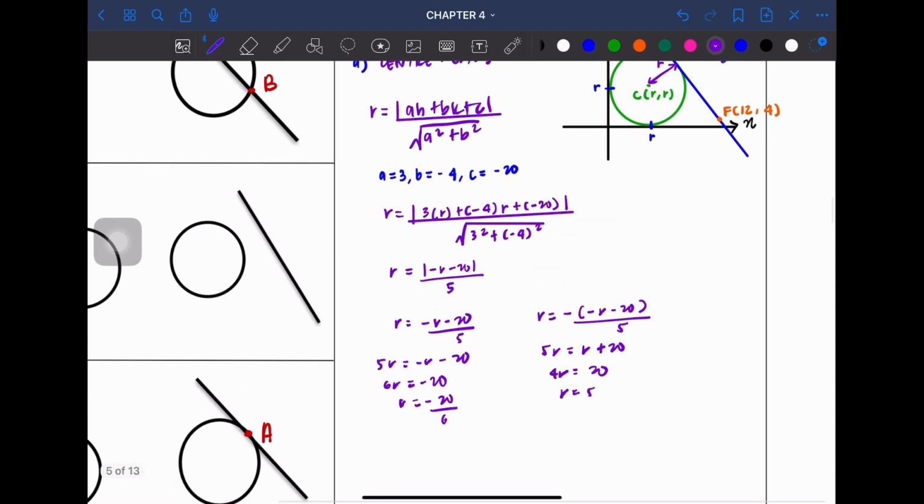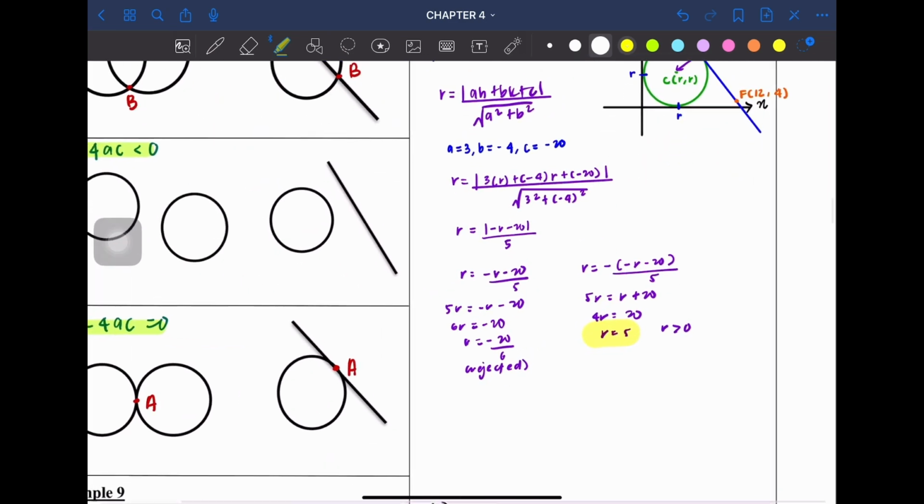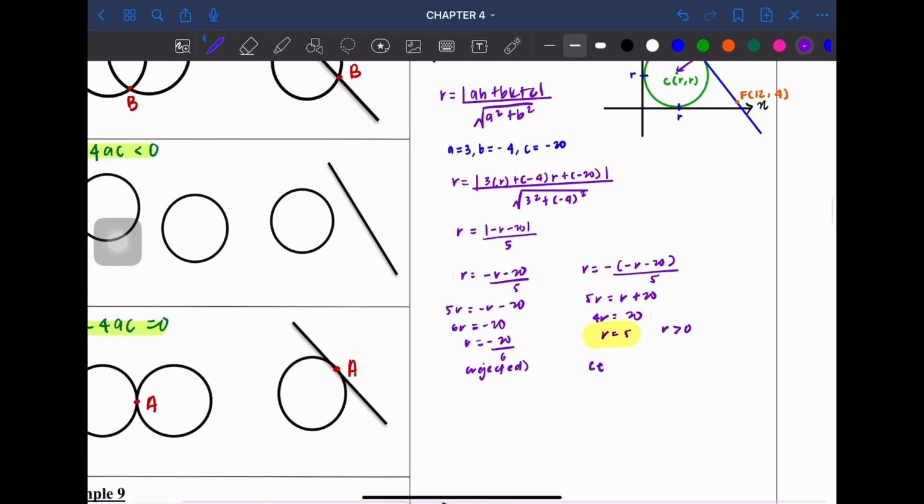Since we know that our radius will always be positive, we have to reject this one. This one is accepted because it is greater than 0. So now you already know your radius, and when you know your radius, you can directly know your center also. Your center is (h, k), or (r, r), so your center is (5, 5).